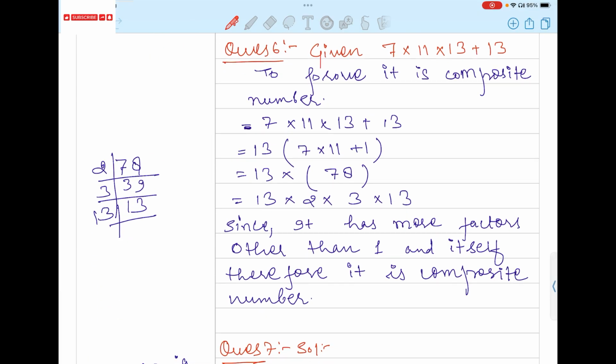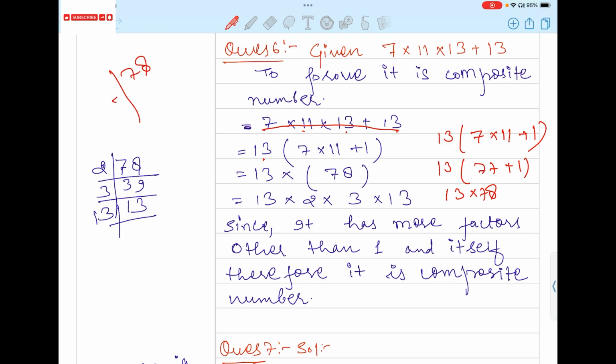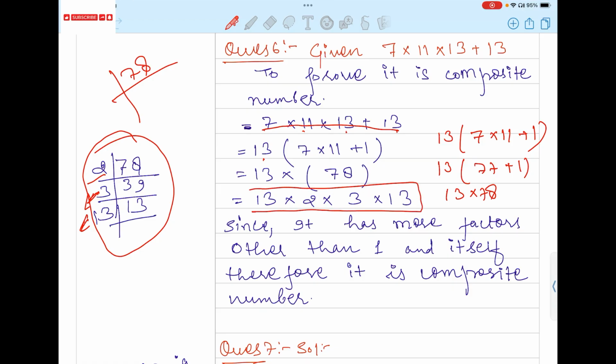ठीक है, तो अब प्रूव करने के लिए हम क्या किए हैं, यहाँ से 13 कॉमन ले लो, 7 इंटू 11 13 और 13 कॉमन ले लेंगे तो क्या बच रहा है मेरे पास 7 इंटू 11 प्लस 1. ओके, तो 13 और ये 77 प्लस 1, 13 into 78. Okay, now we will do the factorization of that 78. So factorization of 78, 2 into 3 into 13. सो यहाँ पे जो हमको मिला वो एक से ज़्यादा फैक्टर है, तो इसका मतलब कि ये कंपोजिट नंबर है सिंस इट हैज मोर फैक्टर्स देन 1 एंड इटसेल्फ, देयरफॉर इट इज अ कंपोजिट नंबर.